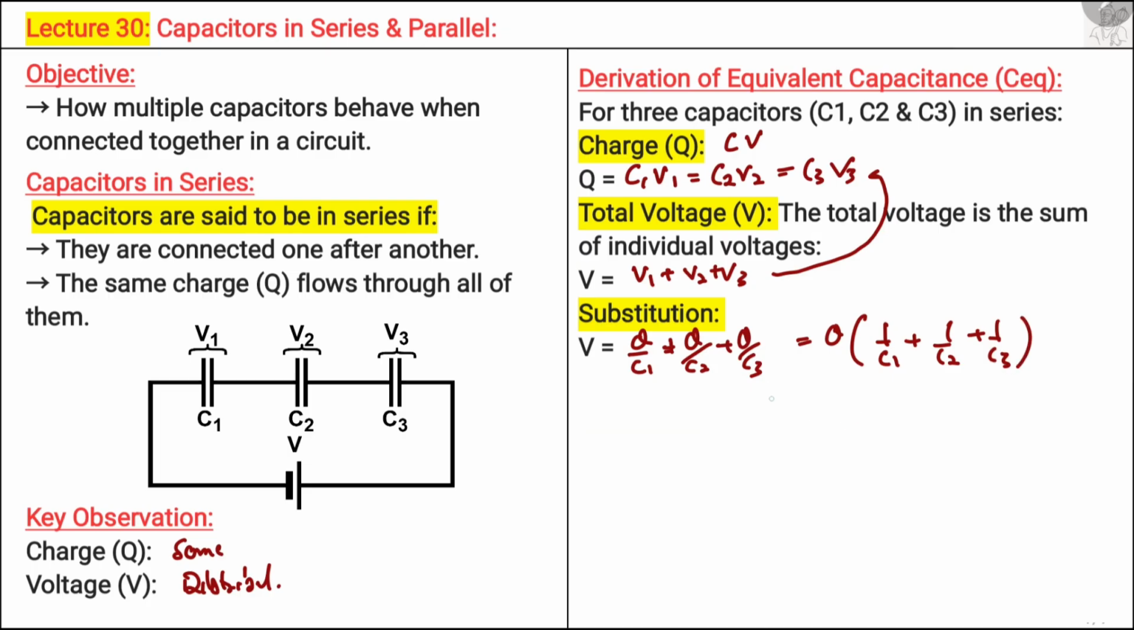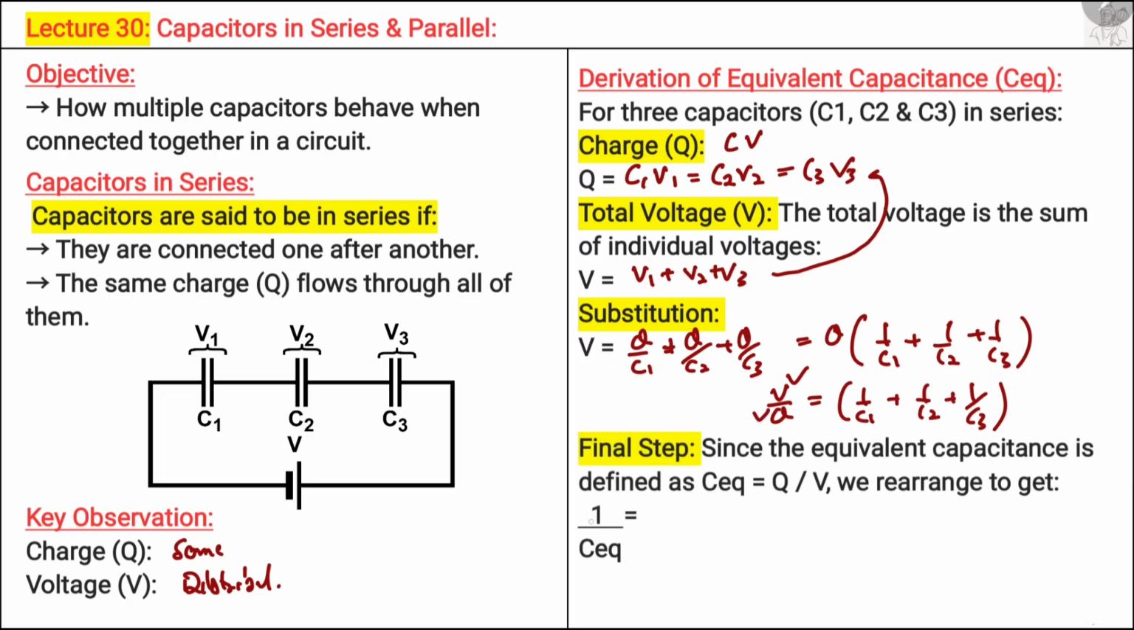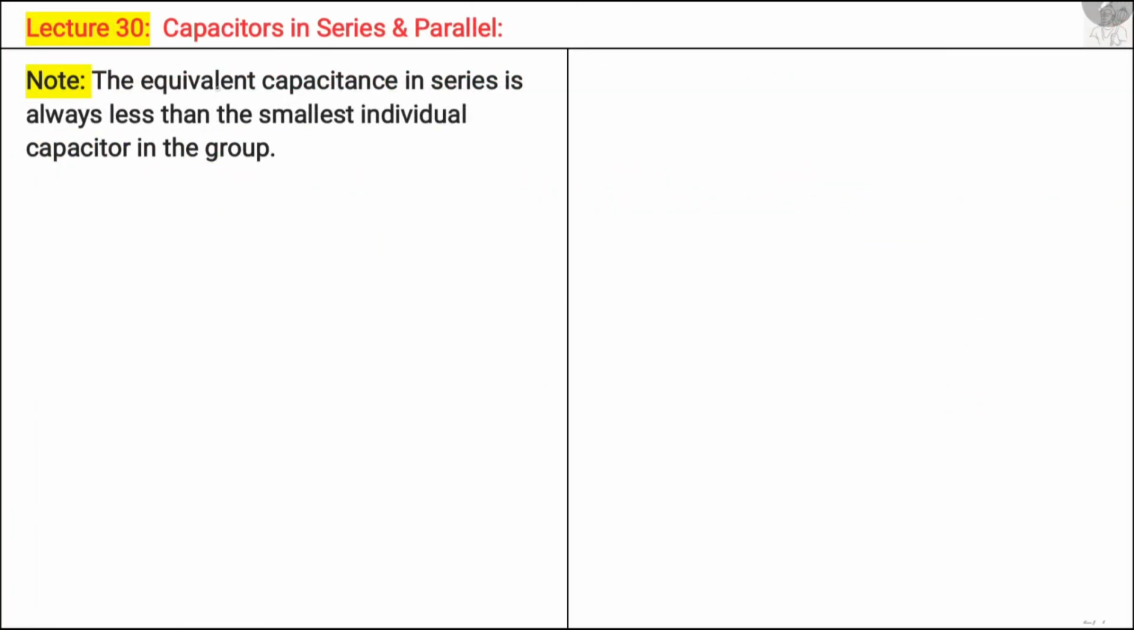Now rearranging this equation, we get V by Q is equal to 1 by C1 plus 1 by C2 plus 1 by C3. V is the total voltage and Q is the net charge. So V by Q is equal to 1 by C equivalent, which is equal to 1 by C1 plus 1 by C2 plus 1 by C3. So this is the general formula for equivalent capacitance in series. The important thing to note is that the equivalent capacitance in series is always less than the smallest individual capacitance in that group. Now let's move on to capacitance in parallel.